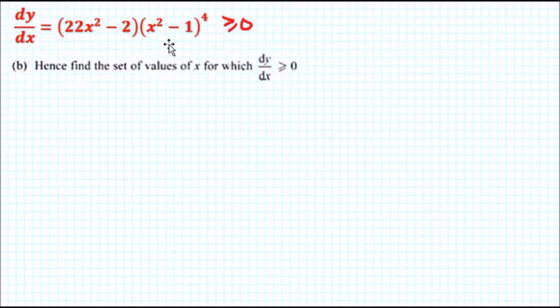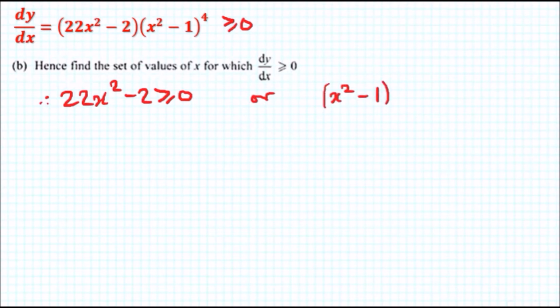Okay, so we can split this into two parts. We could say firstly that 22x squared minus 2 is greater than or equal to 0, and the second term is greater than or equal to 0. Let's write it down. So 22x squared minus 2 greater than or equal to 0, or x squared minus 1 to the power of 4 is greater than or equal to 0. Oh, this looks like a difference of two squares, and this one also looks like a difference of two squares in fact. So let's see what we can show here.